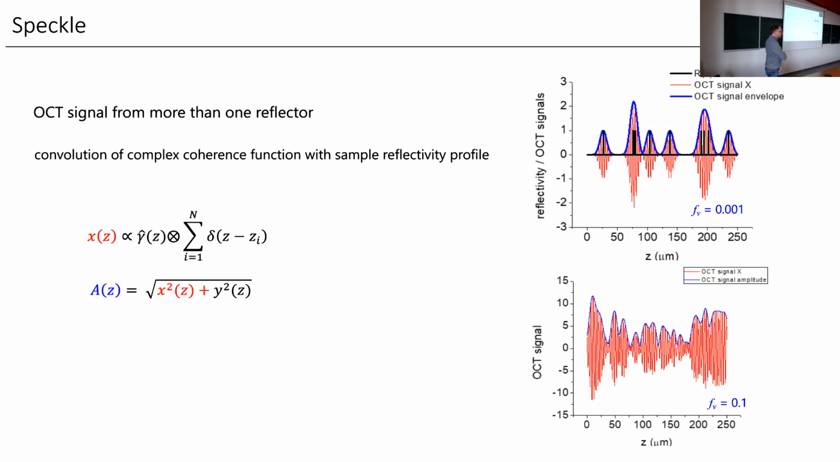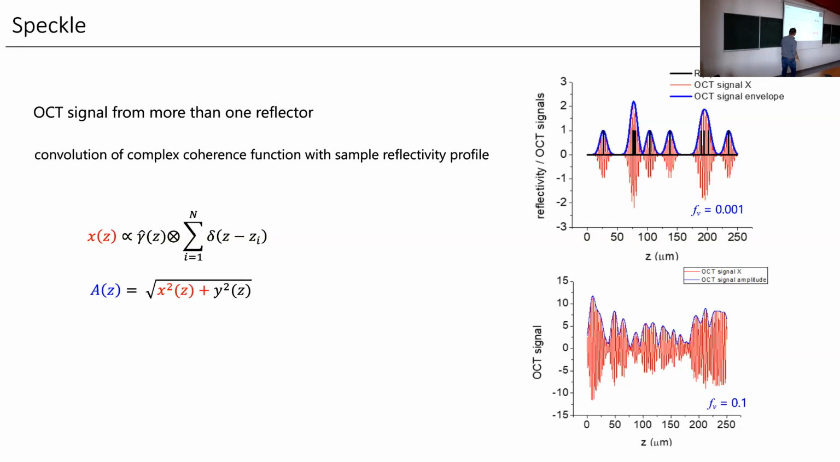If I would take more than one reflector, if I assume that they are not all perfect, then the signal, okay, so this is a sample. We have a few of these partial reflectors. Each of them will give this complex signal, the real part in red and the envelope in blue. And of course, you can have a situation where the reflectors are really close together. So we get all these different contributions.